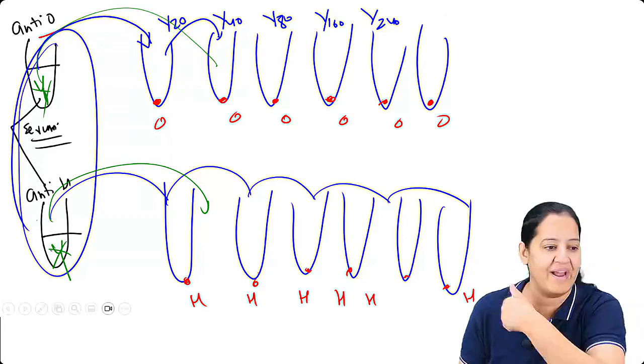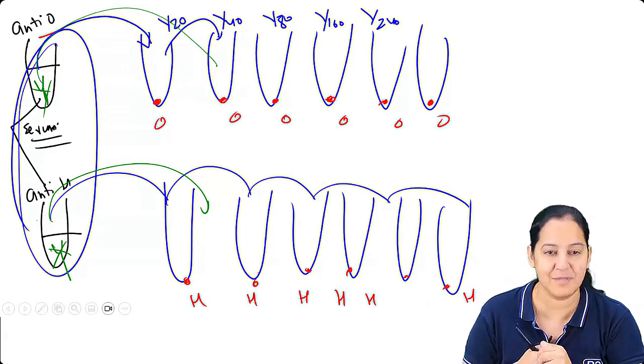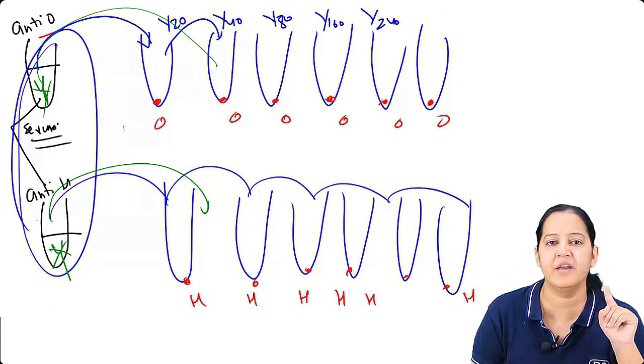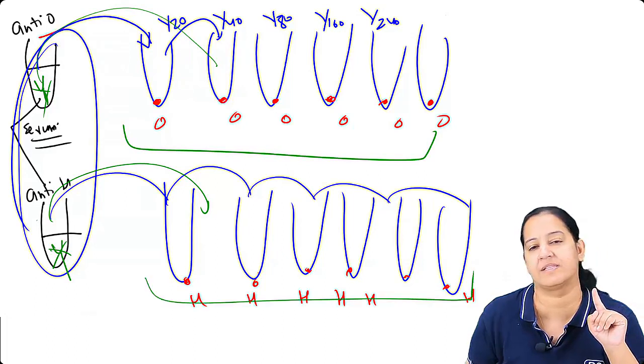So they will not react here. That I want to know. Na? समझ में आ रही है बात? है ना? So here are 6 test tube, here also 6 test tube.